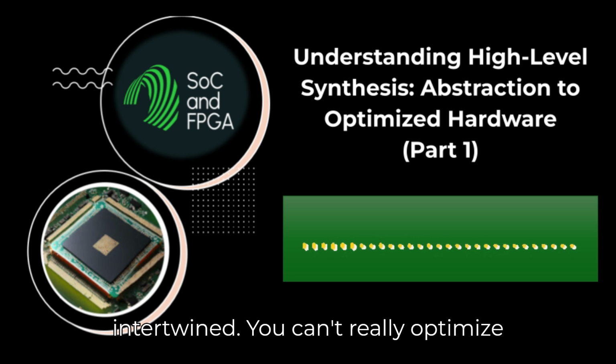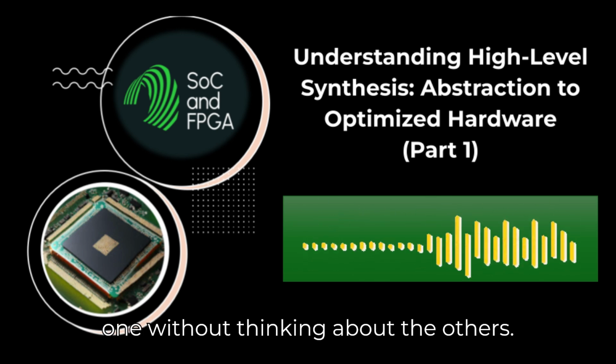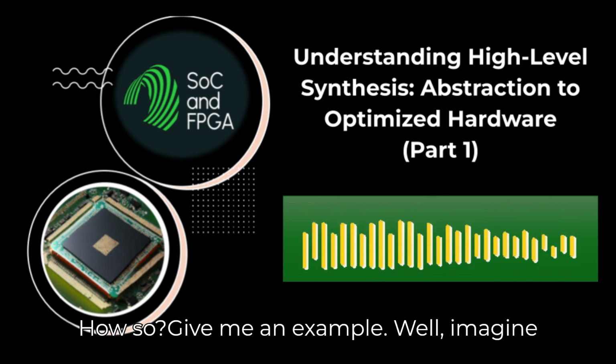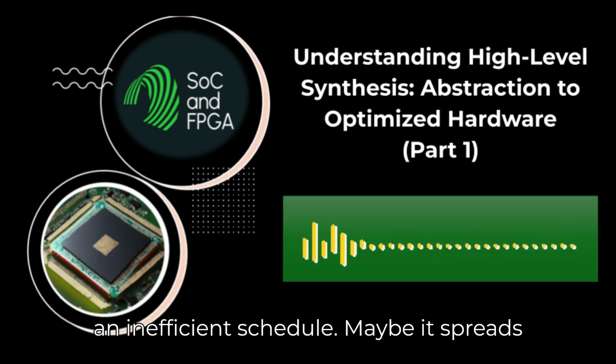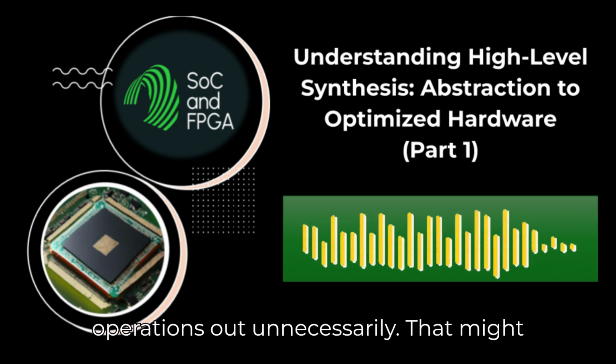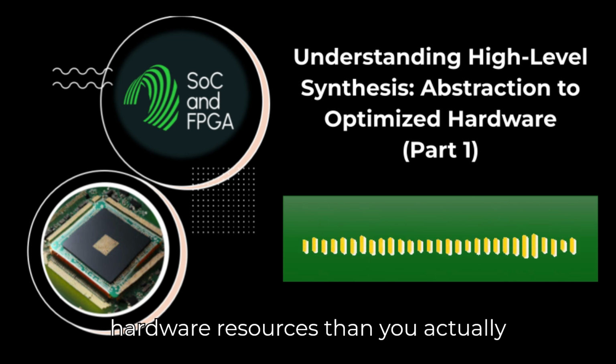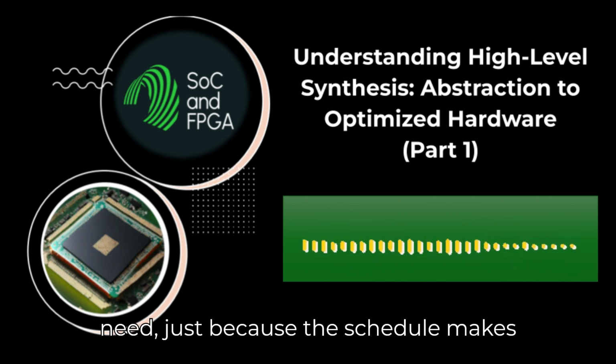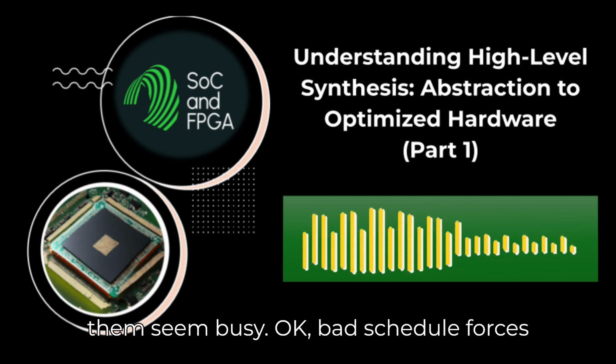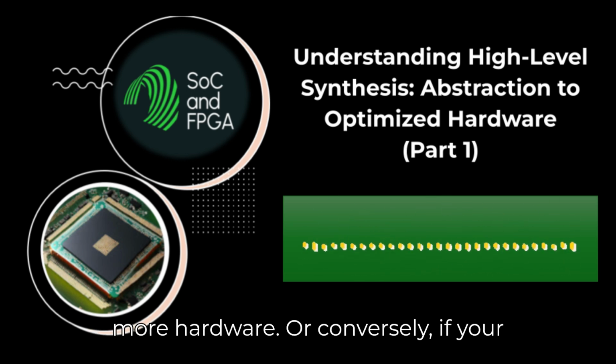Totally. Deeply intertwined. You can't really optimize one without thinking about the others. How so? Give me an example. Well, imagine an inefficient schedule. Maybe it spreads operations out unnecessarily. That might force the allocator to instantiate more hardware resources than you actually need just because the schedule makes them seem busy. Okay. Bad schedule forces more hardware.